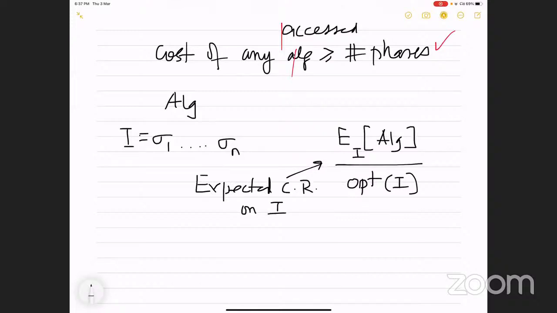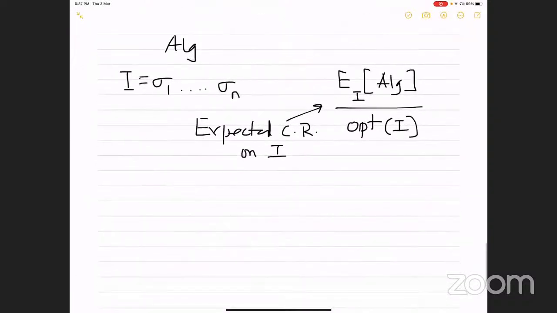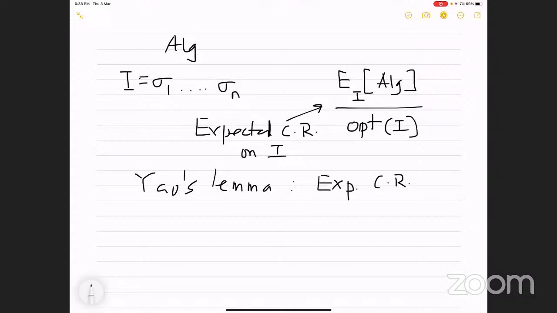And again, you can ask how bad or how good this ratio can be. I won't get into this, but it can be shown, and if you know what Yao's lemma is, you can use Yao's lemma. Using Yao's lemma, one can show that the expected competitive ratio of any algorithm for online caching has to be at least log of k.